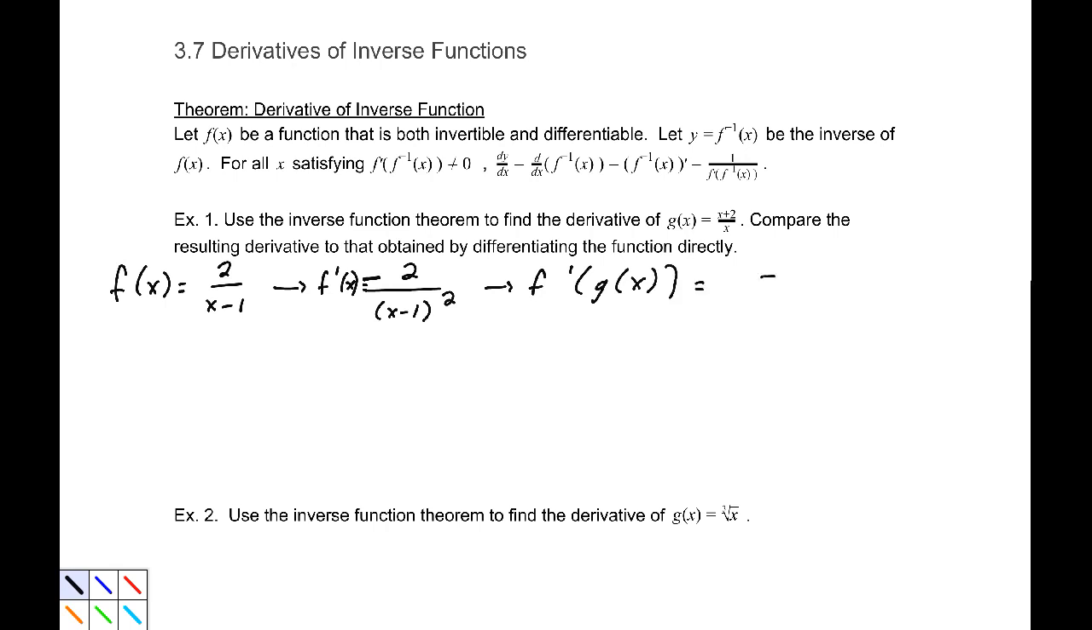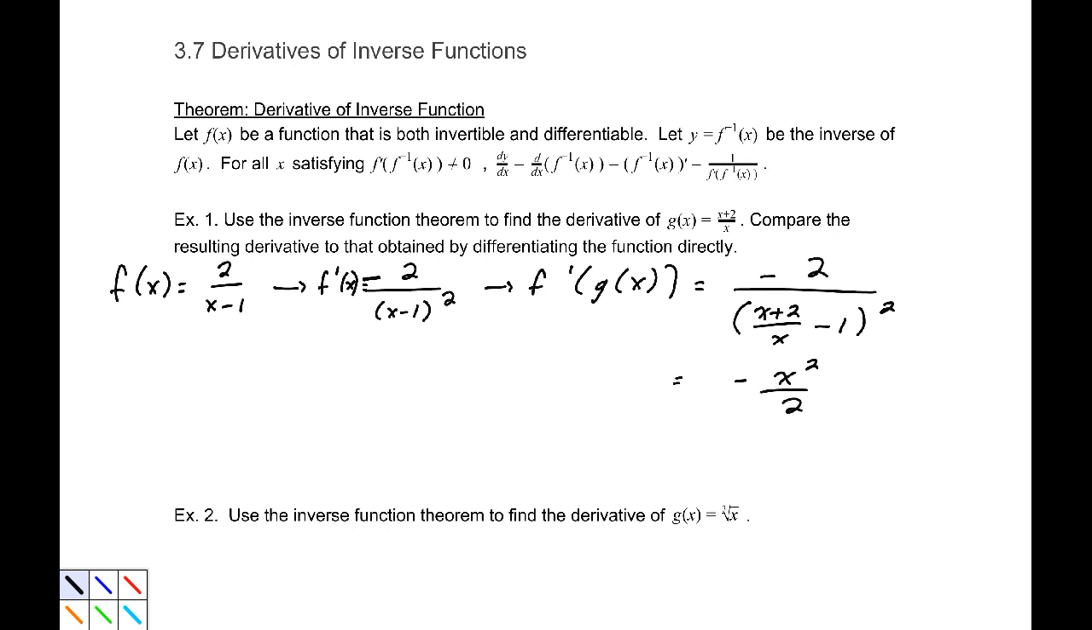So this means that f prime of g of x is equal to negative 2 over, instead of an x, we're going to have x plus 2 over x minus 1 squared, which is equal to negative x squared over 2. So that is the derivative of the inverse.